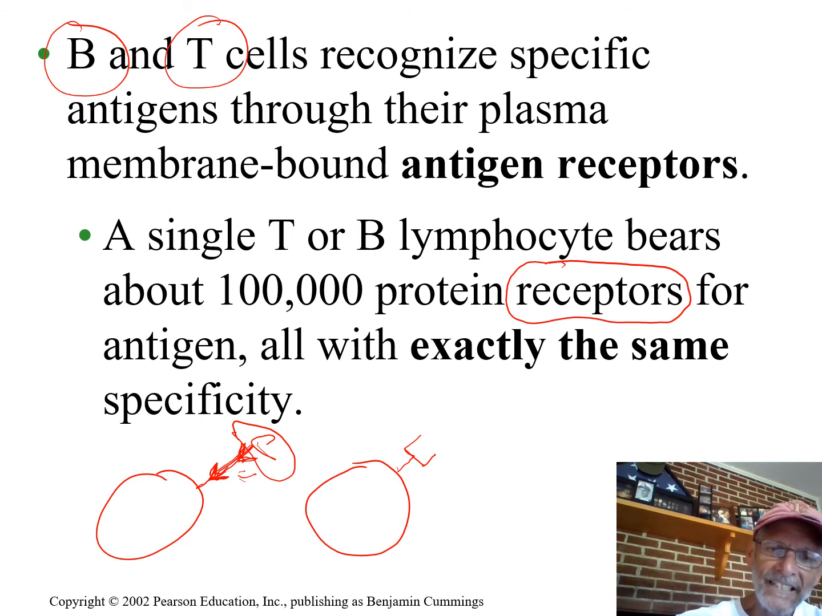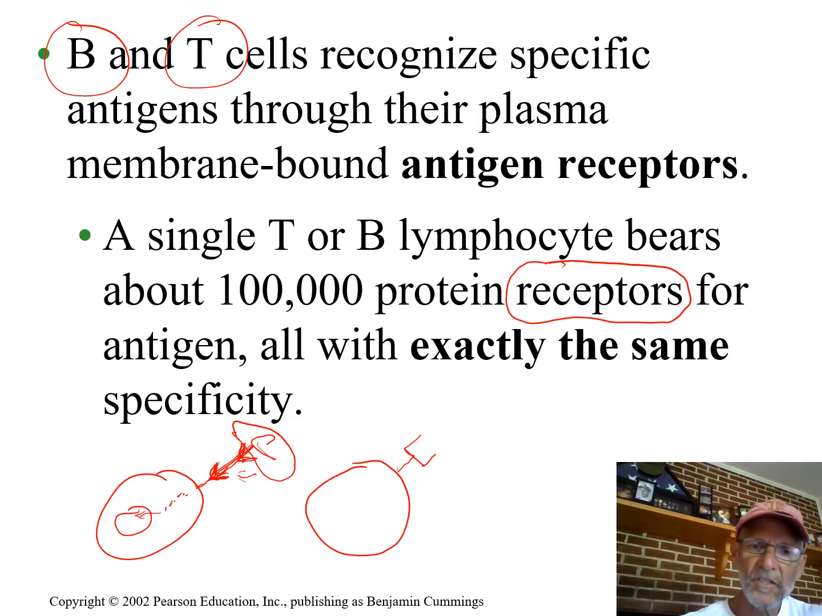Then that activates this B cell. What does that mean? If you think about it for a second, you can get it. That means this connection triggers a signal transduction pathway to make this cell use different genes to make different proteins to make different things happen.